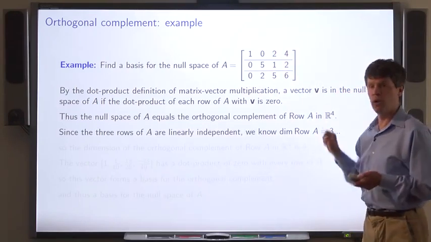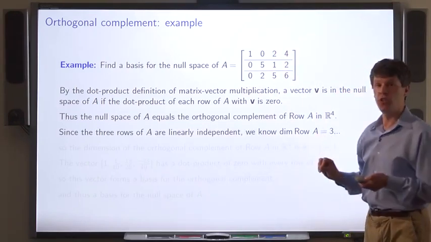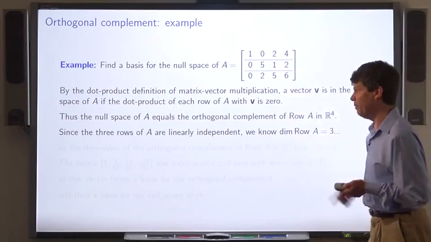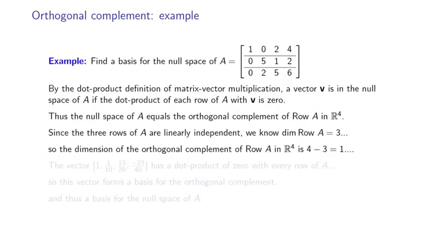Now, these three rows are linearly independent. So the dimension of the row space is 3. We know the dimension of R4 is 4. So the dimension of the orthogonal complement is 4 minus 3, which is 1.